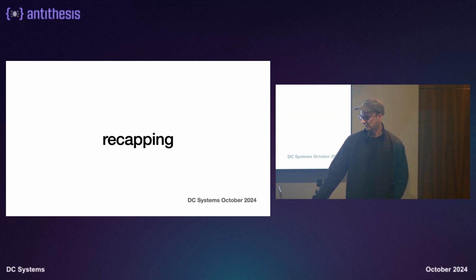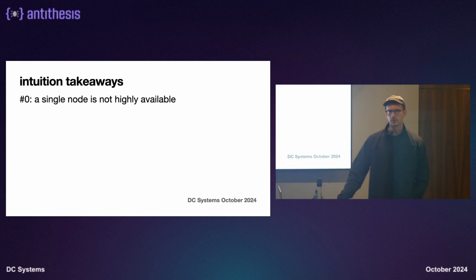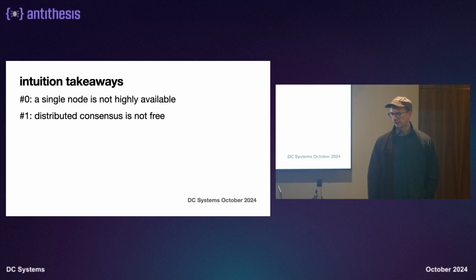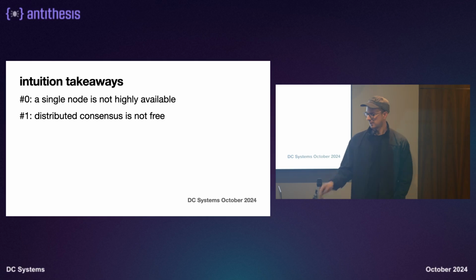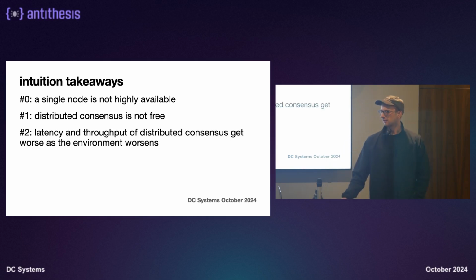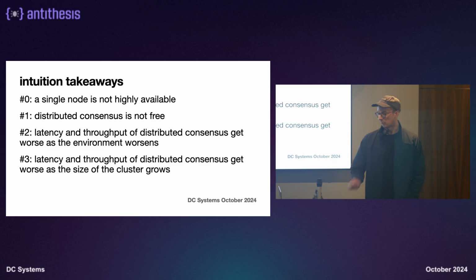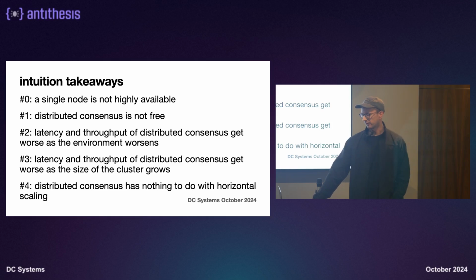And just recapping, zeroth point: a single node is not highly available. Consensus, think back to the example: if you want to process a write, when you're doing consensus, the leader has to take the write, replicate it to nodes in the cluster, wait for a majority, and only once the majority has replicated it can it go and process. So it's not free. The latency and throughput of consensus will get worse as the environment worsens, for example if more processes are crashing, or if the network is down, or if disks are slow. The latency and throughput will also get worse as you add nodes to the cluster. And again, distributed consensus has nothing to do with horizontal scaling.